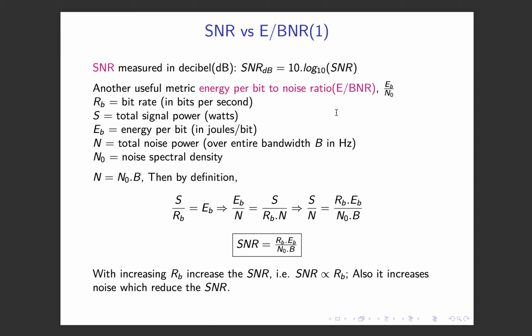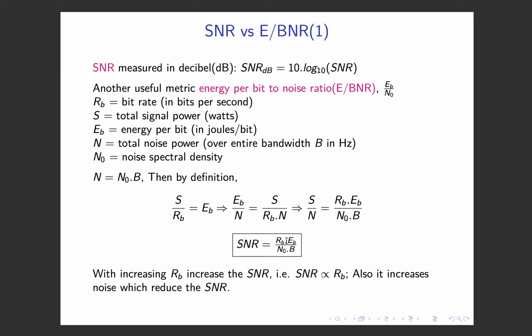Okay, so here is the description of the notations I have used so far. N0 is the noise spectral density, and N equals N0 times B. From the definition of the energy per bit, this is the total signal power, and this is the bit rate. So it represents the ratio of total signal power to the bit rate, which gives the energy per bit. Here is the basic algebra I have done. If I take this S by N part, it represents nothing but the SNR.